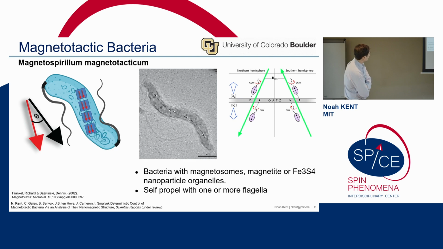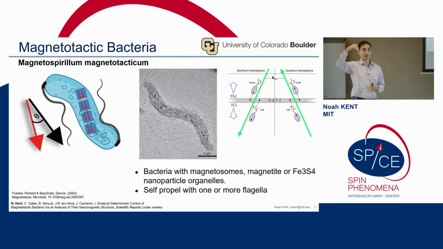We're going to be talking about magnetotactic bacteria, specifically Magnetospirillum magnetotacticum. Magnetotactic bacteria are bacteria with magnetosomes, which are magnetite or iron sulfide organelles. I have a little figure here where my red arrows are the magnetization, and in my TEM image, these little black dots are the magnetite nanoparticles. They self-propel with their flagella. Biologists think they do this because they need to get to a very specific oxygen-rich environment. And basically, I didn't know this either.